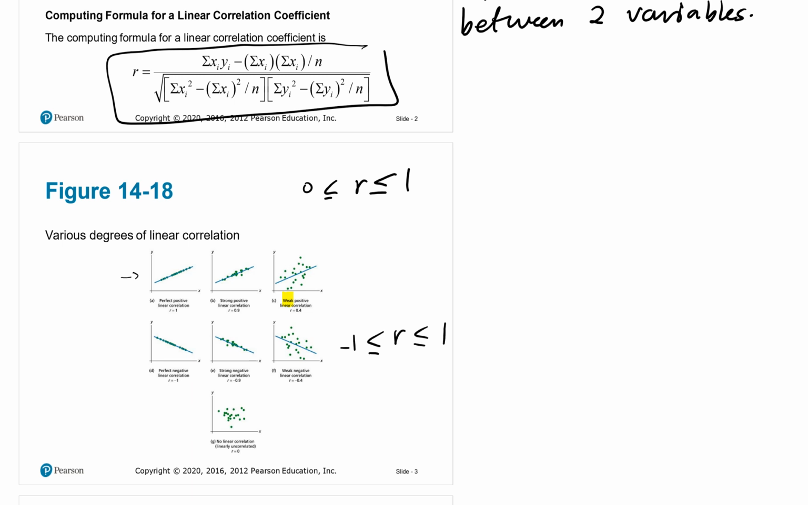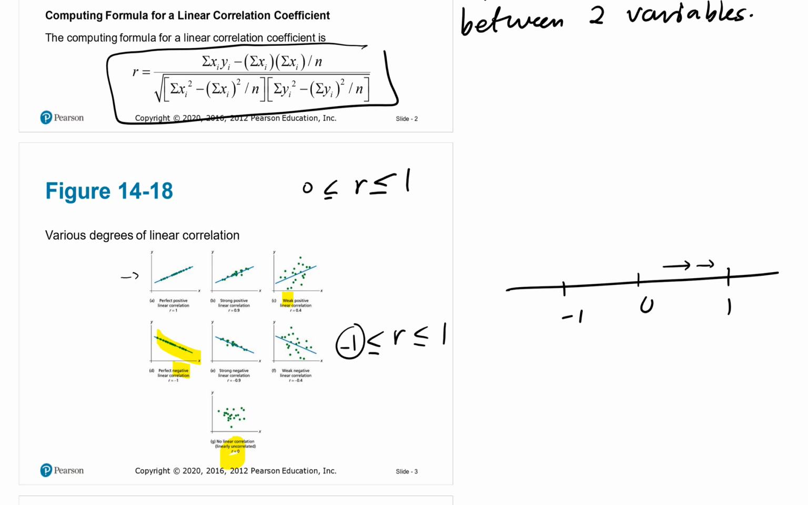What about if R is exactly -1? If it's exactly -1, it gives us a perfect negative linear correlation, because it's going down, and going down means negative. If the points go a little bit off the line, then it's a strong negative correlation. As it gets closer and closer to 0, it becomes weak. And if R is 0, then there's really no correlation. So R is always between -1 and 1.